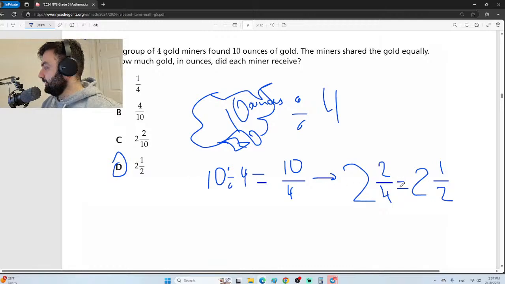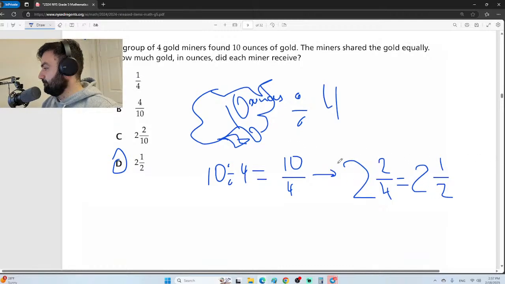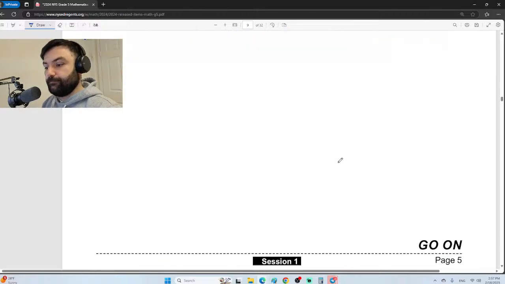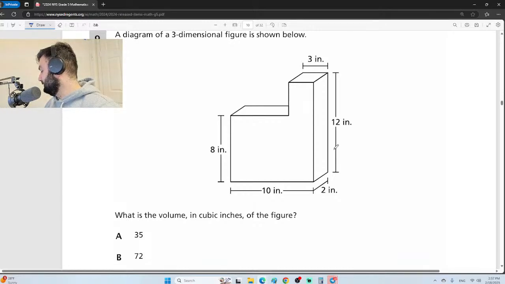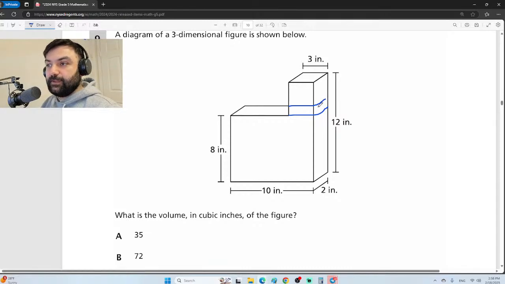Next question is question number 9. Question number 9. In question number 9, we have a volume question. How do we get the volume? So basically we have to split this. Okay? We have to split it. So we have two shapes. Okay? We have two shapes. So the bottom shape and the top shapes are called prisms.